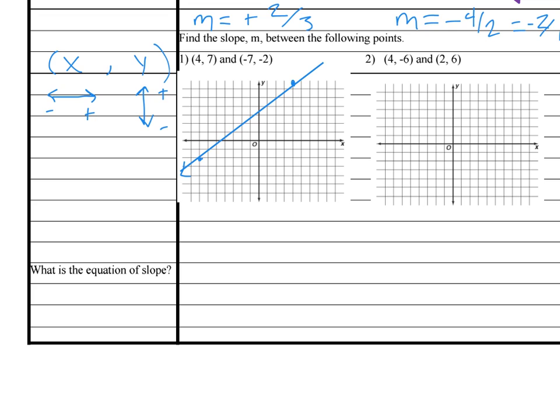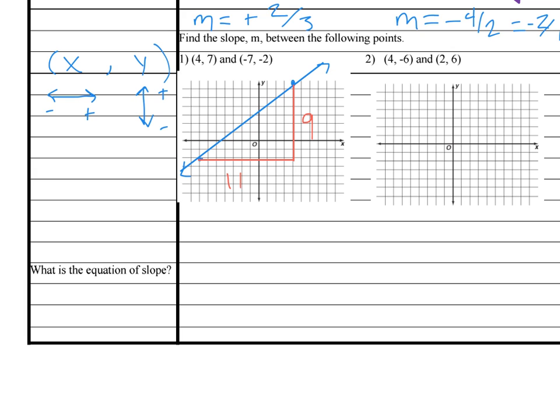Then we connect the dots, draw our line, and then we draw our triangle between the 2 points. So from here to here. Then we count how much change there is. So from here, down, 1, 2, 3, 4, 5, 6, 7, 8, 9. And then the change on our x, 1, 2, 3, 4, 5, 6, 7, 8, 9, 10, 11.